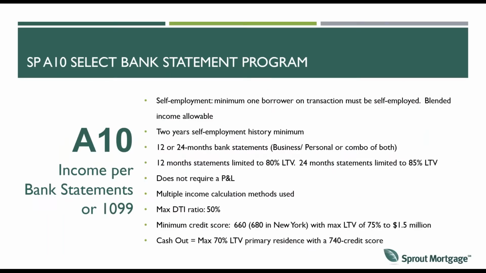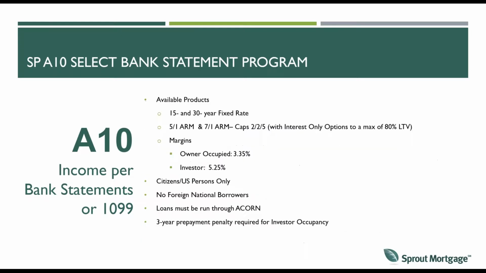And so the A10 bank statement program, self-employment, the minimum of 1 borrower on the transaction must be self-employed. Blended income is allowed. Your max DTI ratio of 50%, and then the minimum credit score is going to be a 660 with 680 in New York with a max LTV of 75% to $1.5 million. Cash out will be a max 70% LTV primary residence with a 740 credit score. And the available products are listed here.